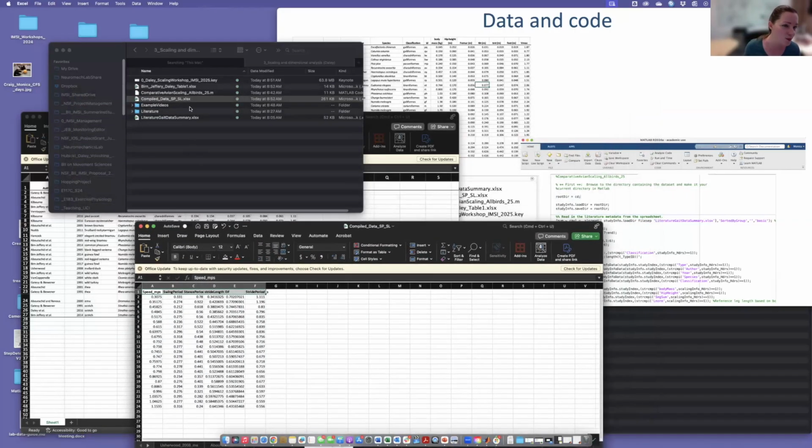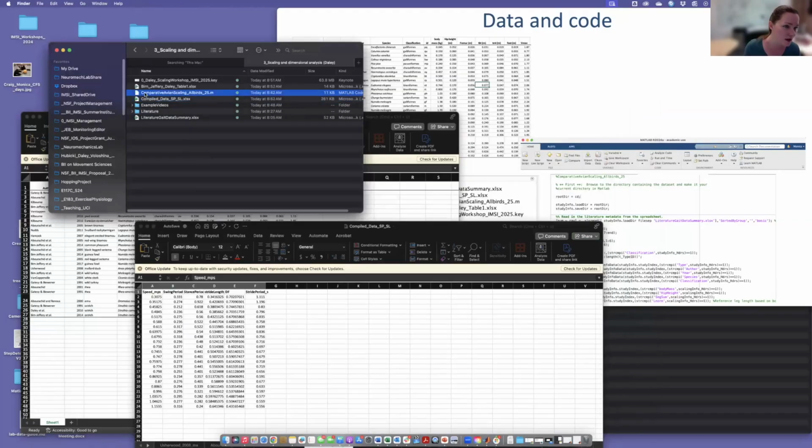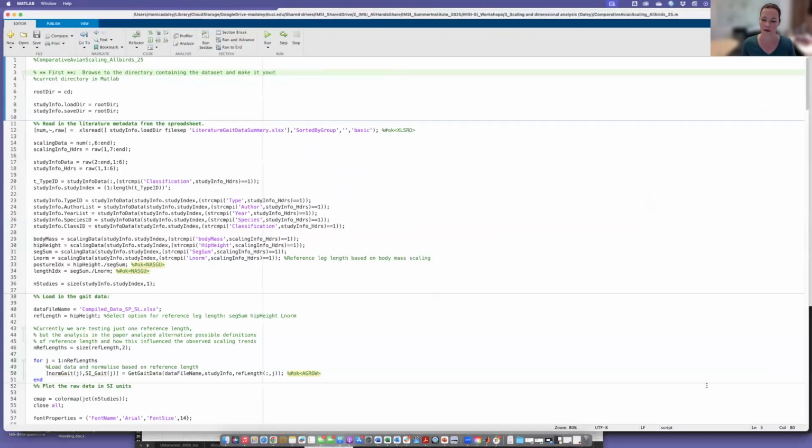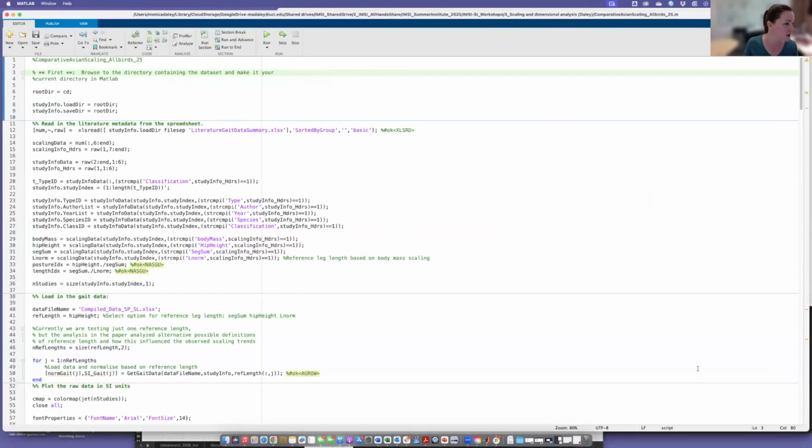And then the next thing to open is the MATLAB script. So it's called Comparative Avian Scaling, All Birds 25. And you can open that, double click. Can you all see my code now? Okay.